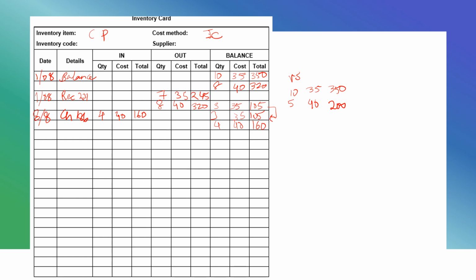19th, Gia took 2 cans of paint to use on home renovations, and we've got a memo, identified cost information, 2 at 35. So now what do we do? We've got 19th, memo 20. Okay, remember we had 3 here, 2 gone, what's left? 1 at 35.